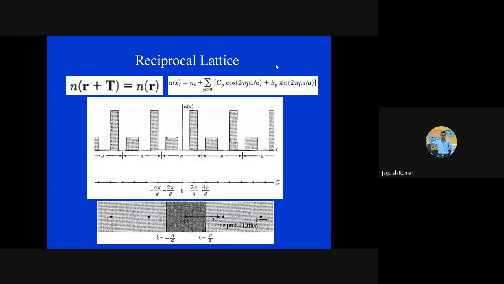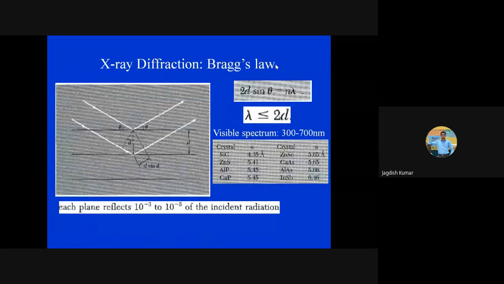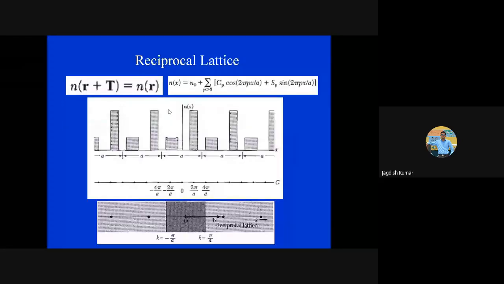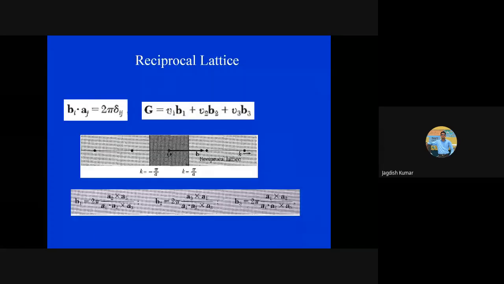What does this mean? Mathematically, we are saying that our lattice is translationally invariant under all those translations defined by this equation. This is the meaning of this. I hope it is now clear to you. Fine. So if you have a real space lattice, then it has a translational periodicity defined by the T vector, which is u1 a1 plus u2 a2 plus u3 a3.